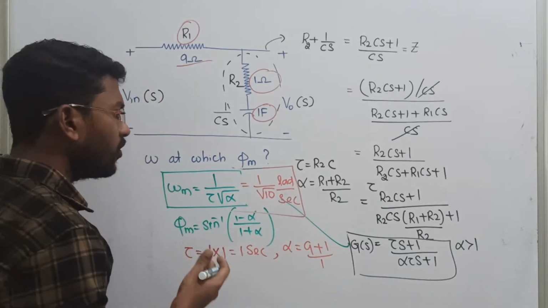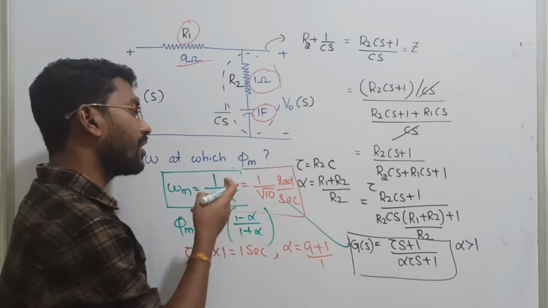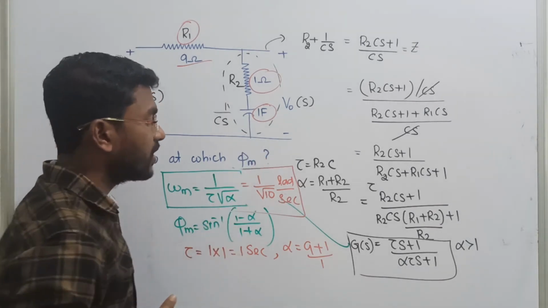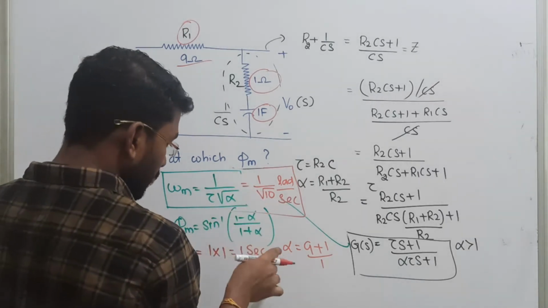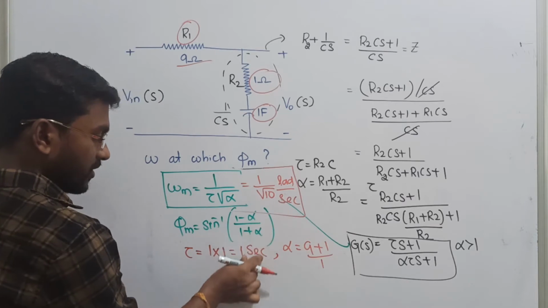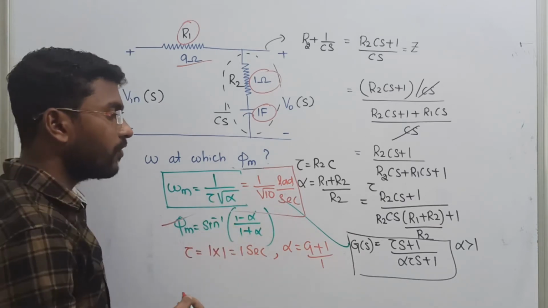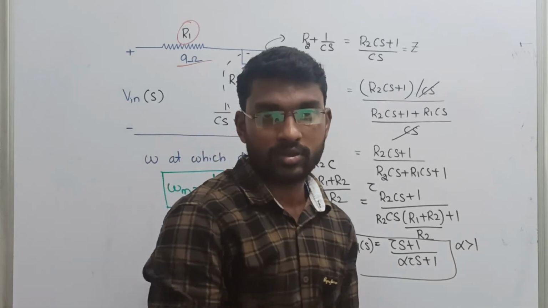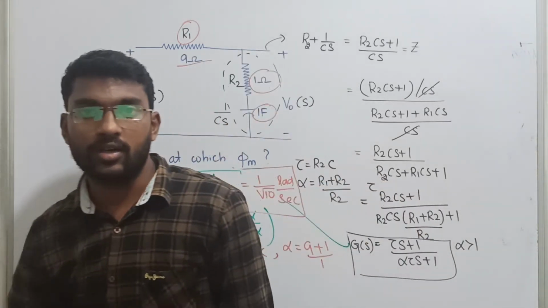In the same way, if you are asked to calculate the value of phase angle phi m, what shall we do? Simply take the same question. If you want the value of phi m, see, we know the value of alpha, right? Alpha is equal to 10. If you substitute that, definitely you will get the value of maximum phase angle. So that is how we are solving the problems, right, in our lead compensator and lag compensator.